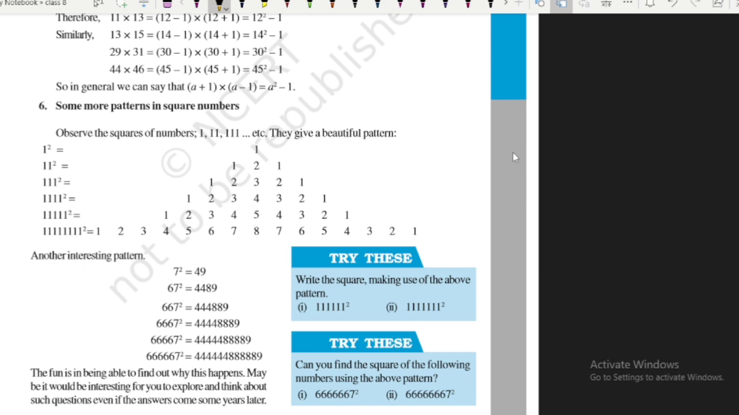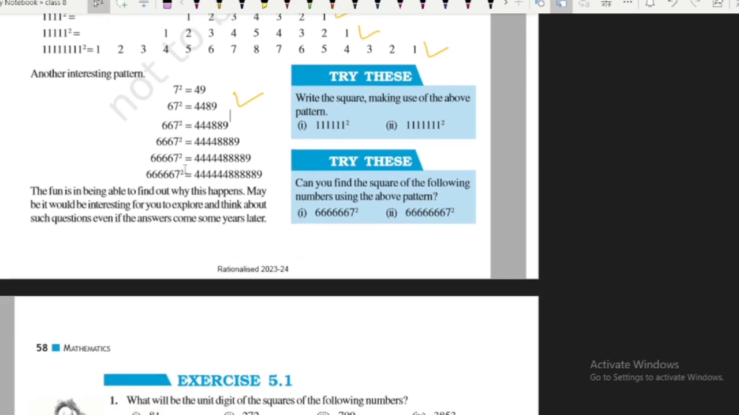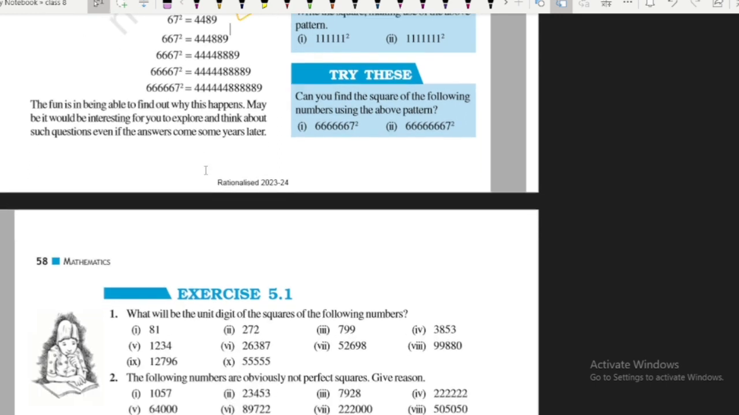And 4 times 1, whole square: here how many ones are there? 4 ones. So you have to go 1, 2, 3, 4, then return, 3, 2, 1. So 1234321. In this way you can write the square of a number. Similarly here also there is one more pattern. You can just practice here, and think logically how we can write the square in this pattern.